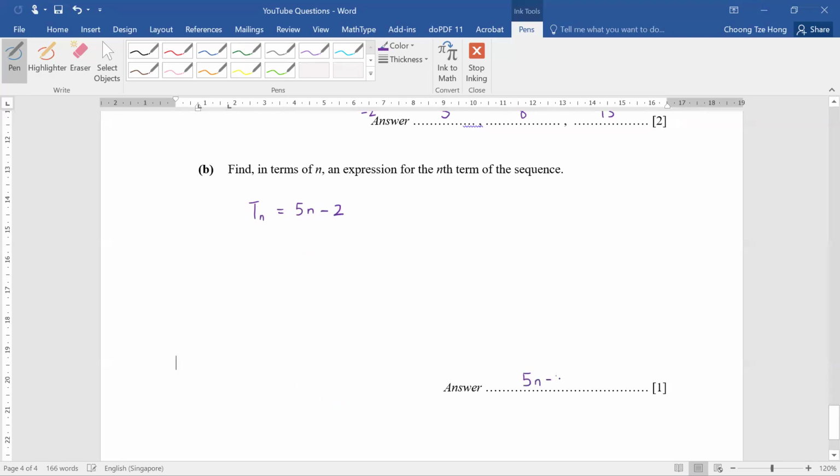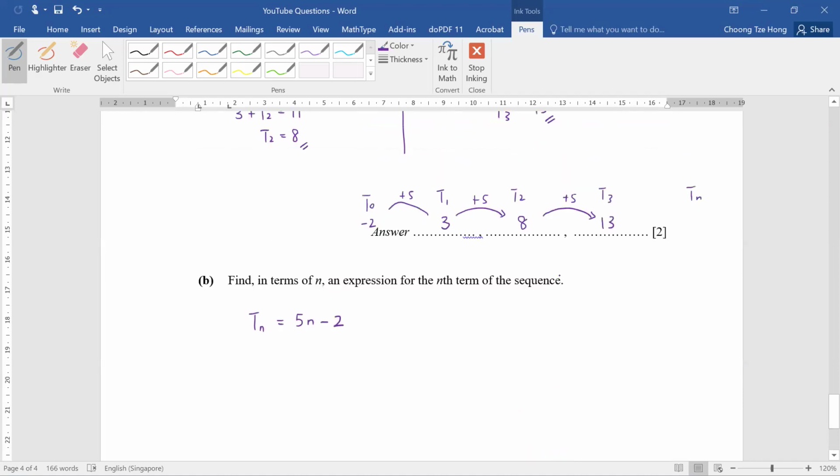If you want to find out more about this method, I've actually done a video a couple of months ago where I explained the rationale behind how this works. I'll put the link in the description. So be sure to check the description if you want to find out more about how to obtain the expression for the nth term of a sequence with a common difference.